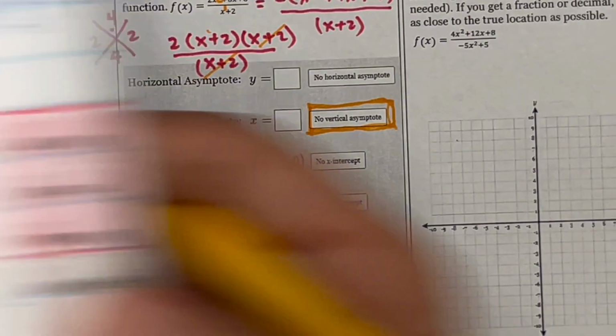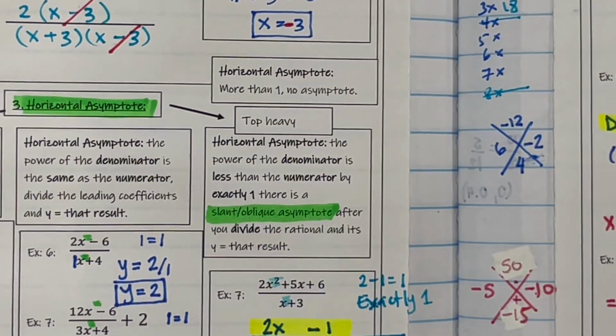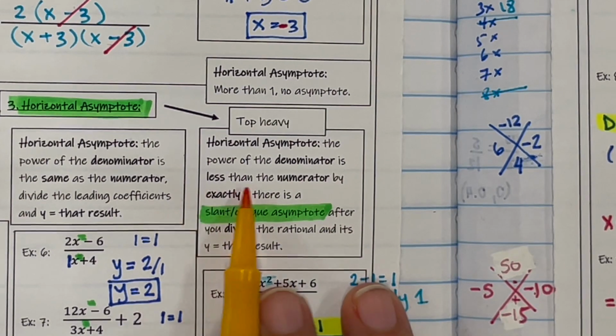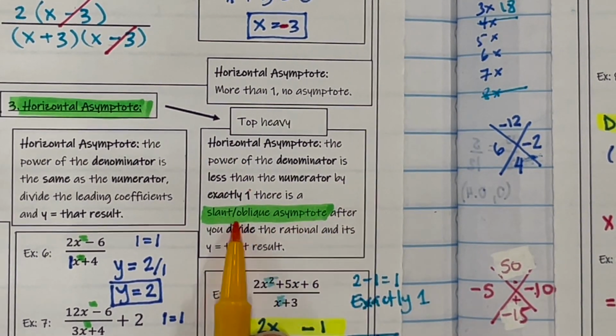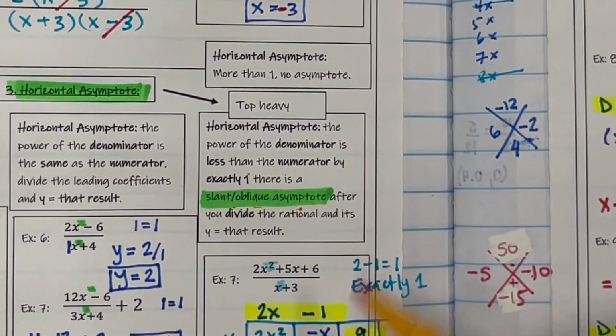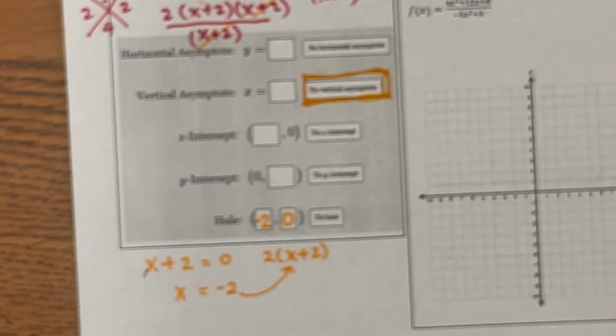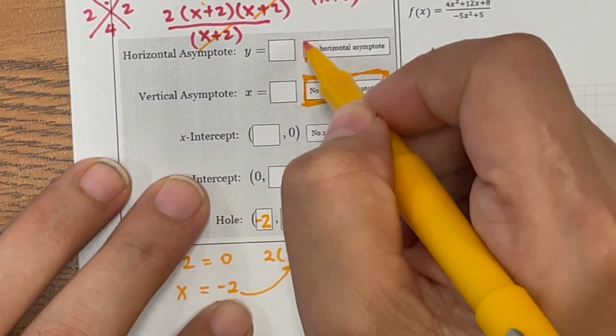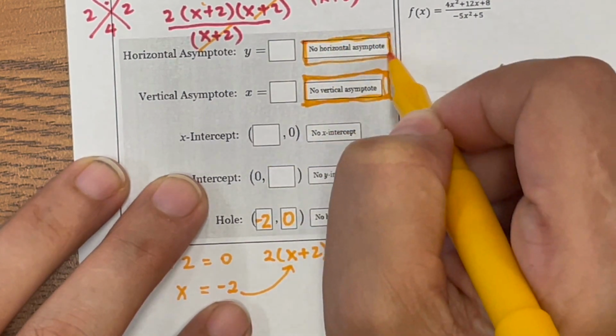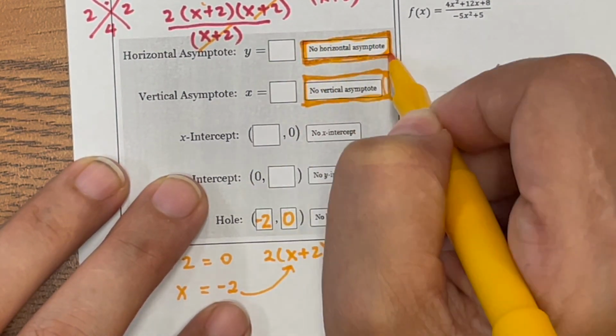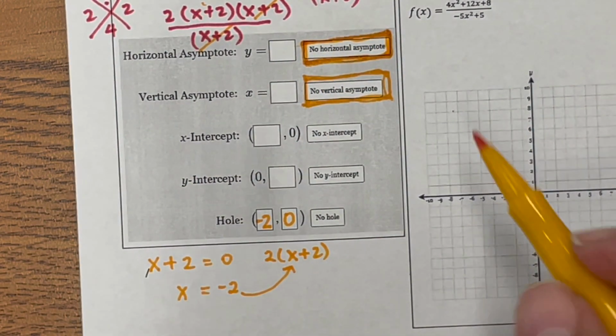And for that, you just look at your notes. The denominator is less than the numerator by exactly 1. There's a slant asymptote. You find that by dividing, but here in pre-cal, we don't need to know it. So here there is also no horizontal asymptote. I do know there's a slant, but it is not horizontal. So no horizontal asymptote. All right, moving on to the next one.